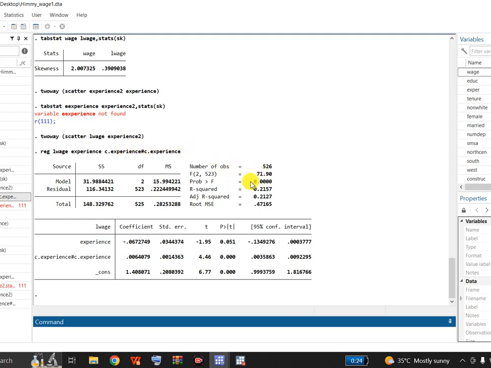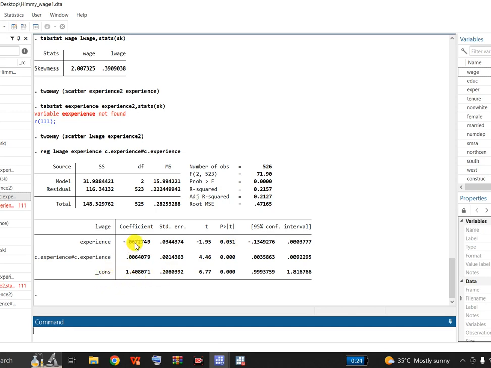Now these are the model level statistics. Total number of observations is 526. This is the analysis of variance, and this is the output of the regression. The dependent variable is log of wage, and this is experience, which has a negative sign, and this is experience squared, which has a positive sign. Experience is not completely significant, but almost significant at the 5% level, but the experience squared is highly significant.